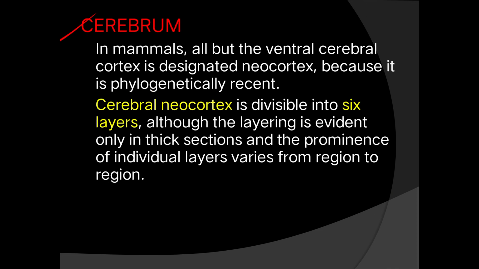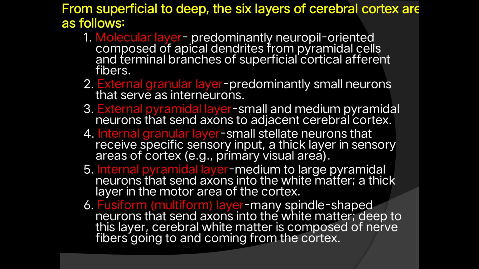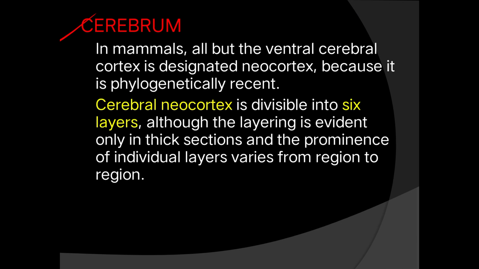Now, in the mammalian cerebrum, all but the ventral cerebral cortex is designated neocortex because it is phylogenetically recent. The cerebral neocortex is divisible into 6 layers, although the layering is evident only in thick sections and the prominence of individual layers varies from region to region. We will see the different layers of the cerebrum, and discuss the cerebrum in detail, in the next class.